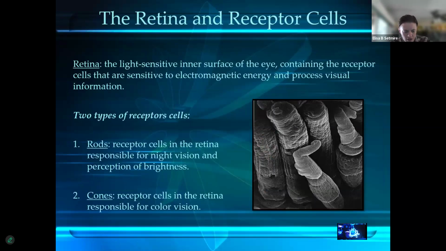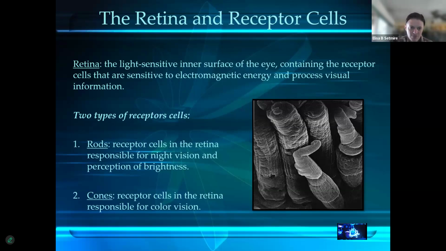If we move inward a little bit into the eye, we have a layer called the retina. Now, the retina is our light-sensitive inner surface of the eye that contains the receptor cells sensitive to electromagnetic energy and help us process visual information. So it contains two types of receptor cells, which are named for their shape. We have the rods and the cones.